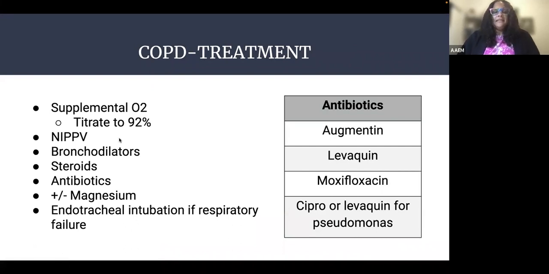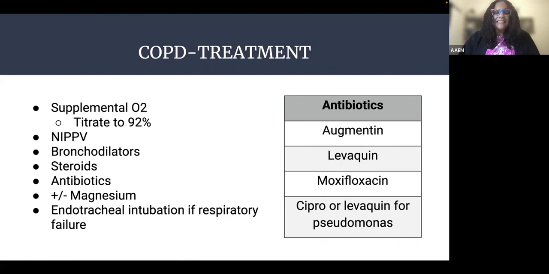So how do we treat this? First and foremost, supplemental oxygen. So we want to titrate to an O2 sat of at least 92%. We are not aiming for an O2 sat of 100% here. Remember, most COPDers, especially those who have progressive disease, are typically hypoxic on room air, 92%. So we don't want to over titrate them and overcorrect.